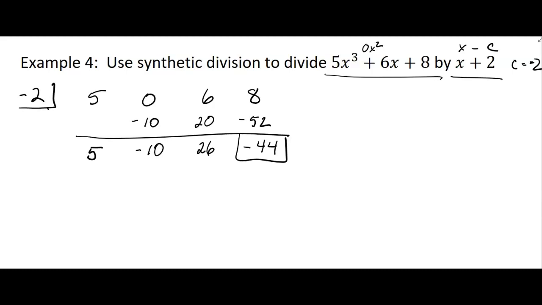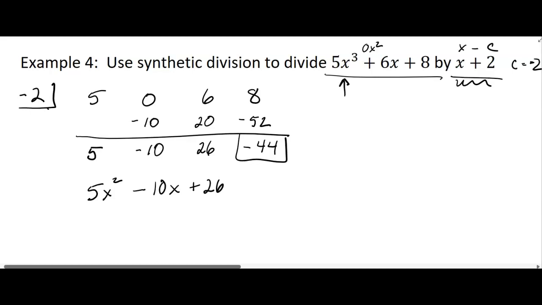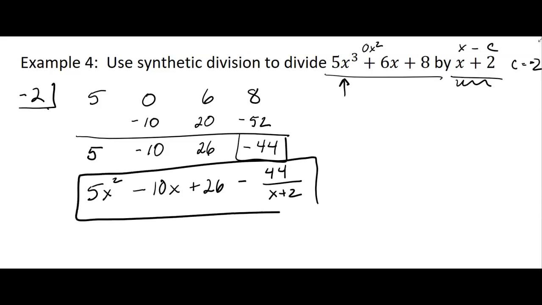Okay, what's the answer? Well, remember we started with an x cubed, but we're going to go down a degree. Why are we going down a degree? Because we're dividing by a linear factor. Okay, so think of dividing everything by x. Okay, so 5x squared minus 10x plus 26. Now, I'm going to put minus 44 over x plus 2. You could put plus a negative 44, that would be fine, but I'm going to put minus 44 over x plus 2. All right, that's synthetic division.